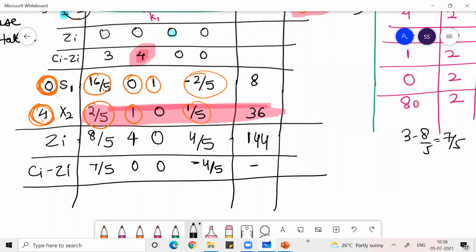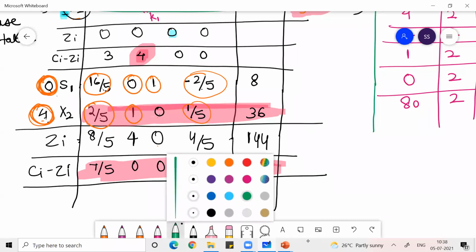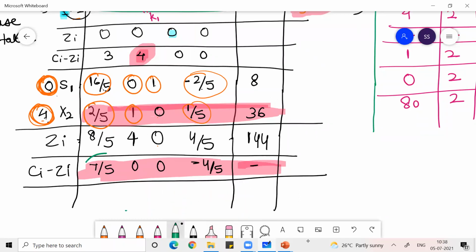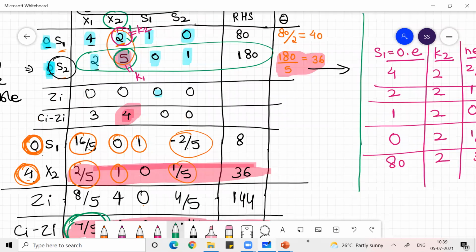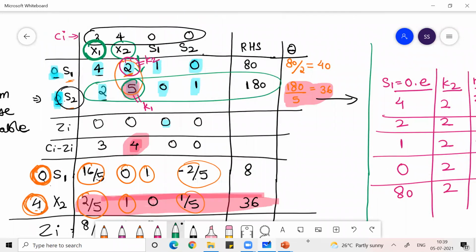Clear? So you look at all the Ci minus Zi values and see whether all values are zero or negative. If all values are zero or negative, it means we're done with that solution. We don't have to do it again. If Ci minus Zi is not zero or negative, we'll figure out the variable which is the maximum. The maximum value is 7 by 5, so the variable which is maximum is x1.